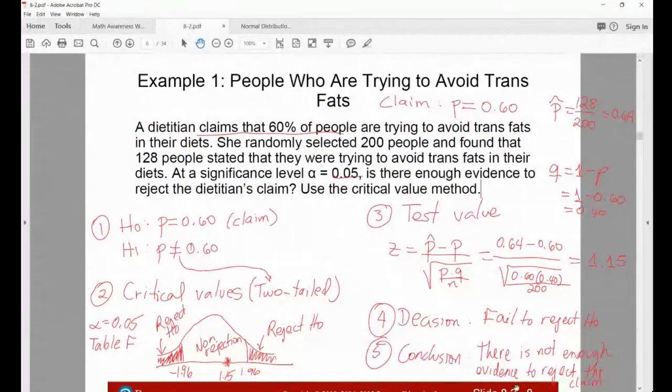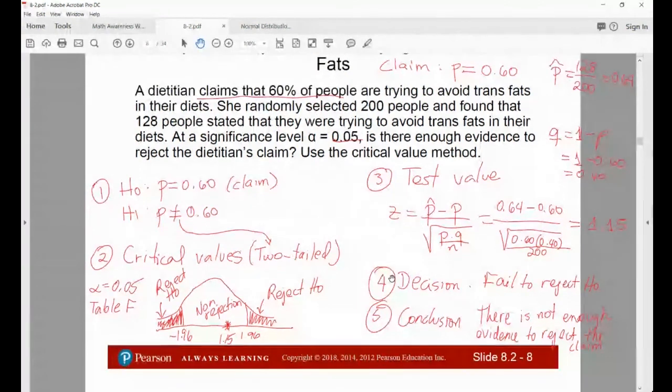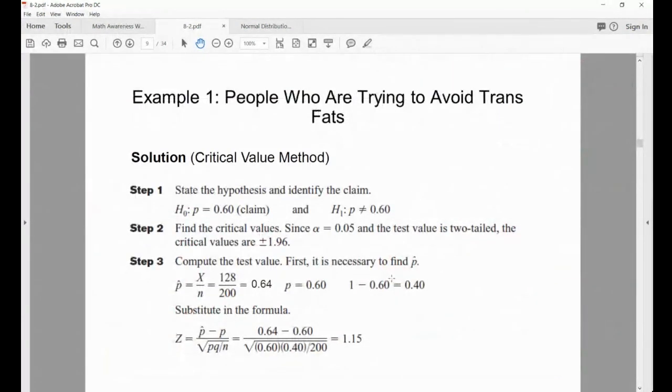So the last step is the one that could be a little more complicated for you. This takes practice because it's not always the same decision. The claim is not always the null hypothesis. So it's not something that you can just memorize. You need to think independently in each problem. So in this example, the conclusion is that there is not enough evidence to reject the claim.